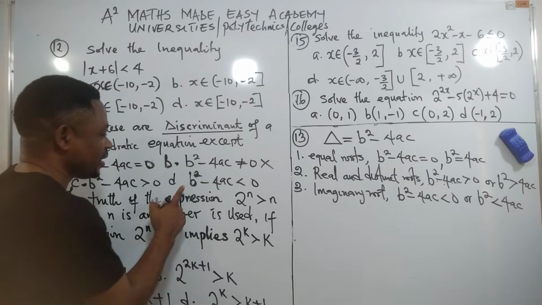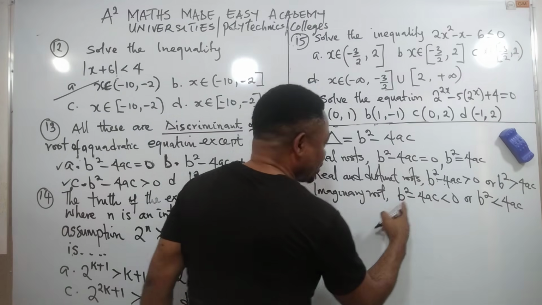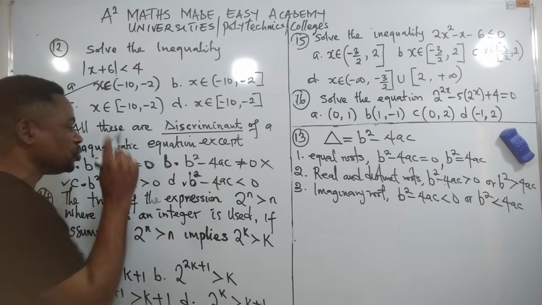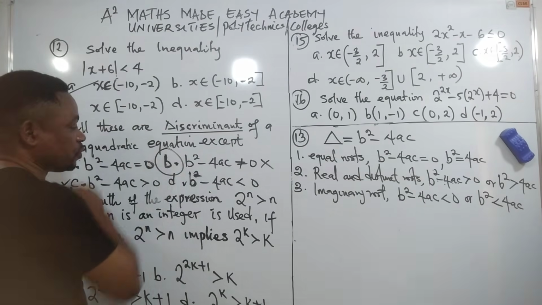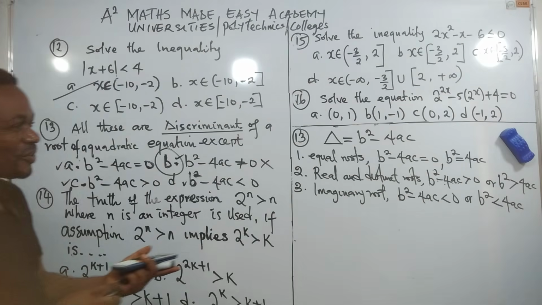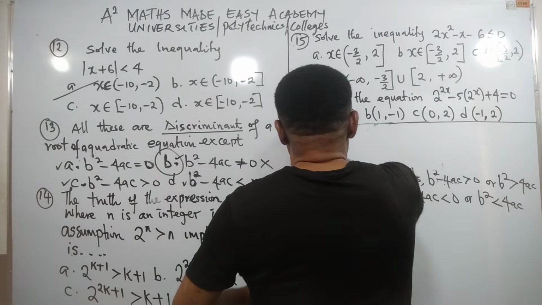Then finally, b squared minus 4ac is less than 0. What is here? b squared minus 4ac is less than 0. So it's also part of the answer. So which one do you know is the correct answer? Option B. Because it is not a discriminant. So we are done with question number 13. Now let's move to question number 14.